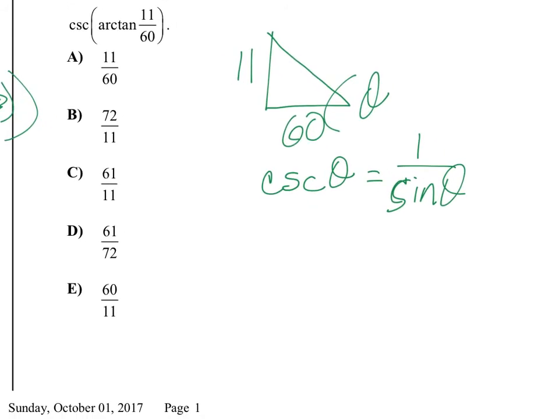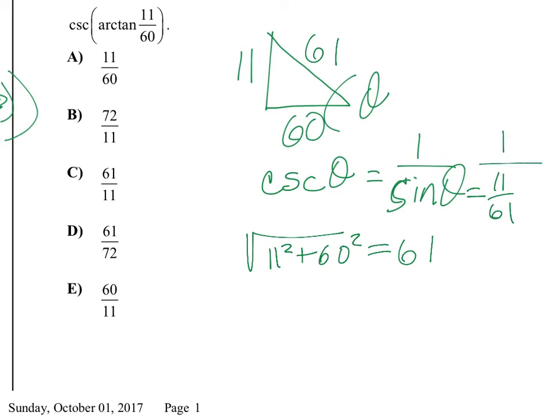Okay, so I end up with the square root of 11 squared plus 60 squared, using the Pythagorean theorem to find that missing side. So what is that going to be? Let me see if I can simplify it. The square root of 11 squared plus 60 squared is 61. So sine of theta is 11 over 61, but I'm looking at the reciprocal of that. So my answer is 61 over 11, C.